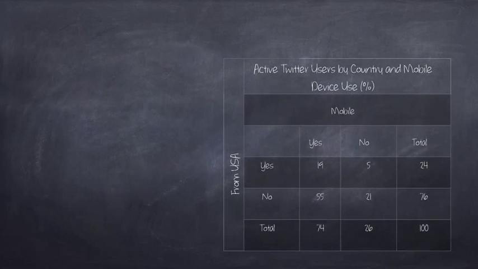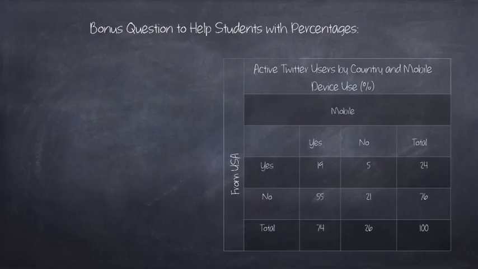So one last question. This is going to be a bonus question. It's not going to directly relate to conditional proportions, but it's really important because it's going to show up on end of course exams, and it's a percentage question, which is what a lot of students struggle with. Here's the question. It's pretty long, so stick with me.